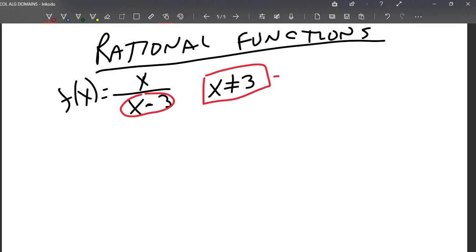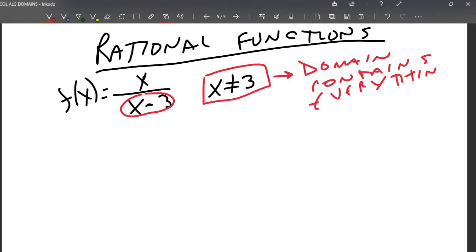That's what that means. The domain has everything, contains everything but a 3. Now, unfortunately, we can't write it like that. We have to write it in interval notation.